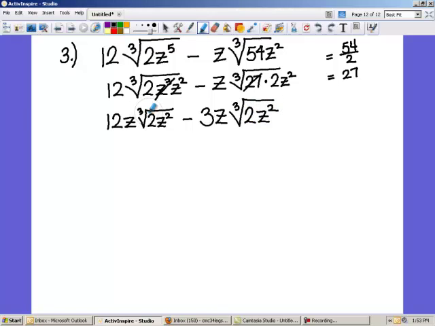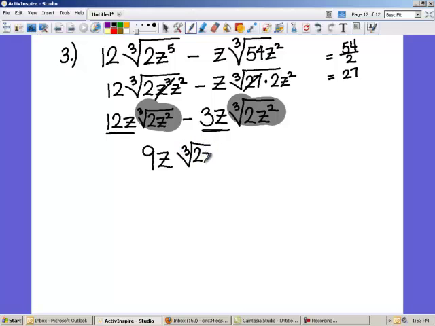And as you can tell, these are now like terms. And so are these here. So we say 12z minus 3z, and that is 9z. And then we just write the like term right after it.